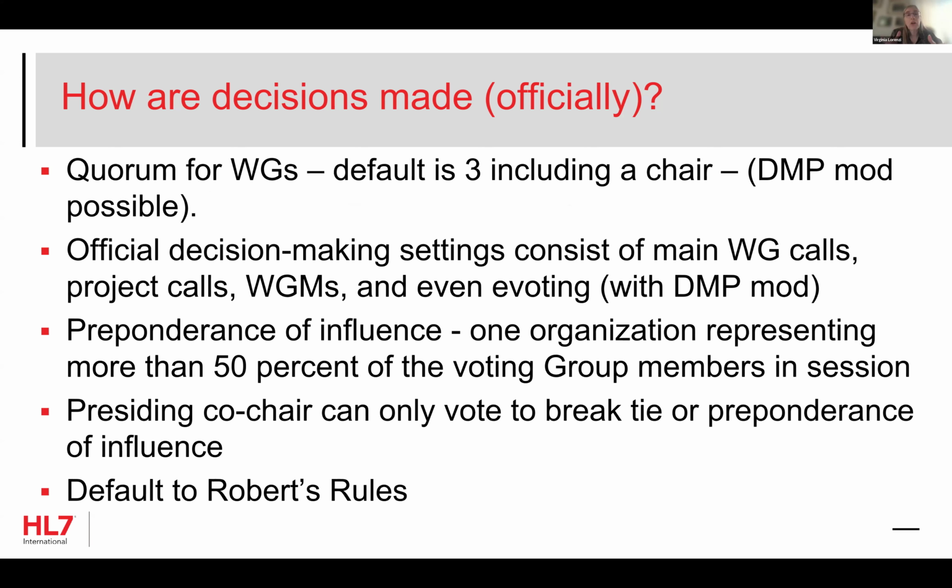First thing is quorum for work groups. We have this thing called decision-making practices, a general document for all of HL7. Every work group is asked to take that document, and there are a few places each work group can tweak it to make it their own, which includes changing the quorum, but you can't make the quorum less. You can make it more if you want. Every work group will follow their own version, but the default is 3, including a chair, and that's a pretty small quorum, but that's the quorum.